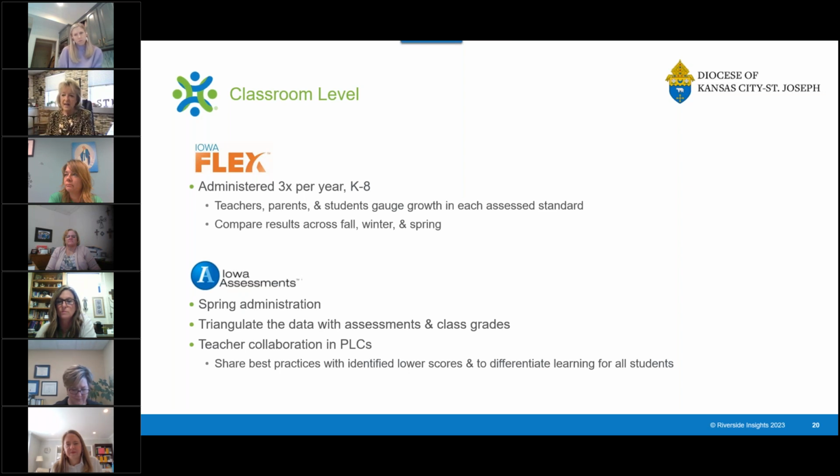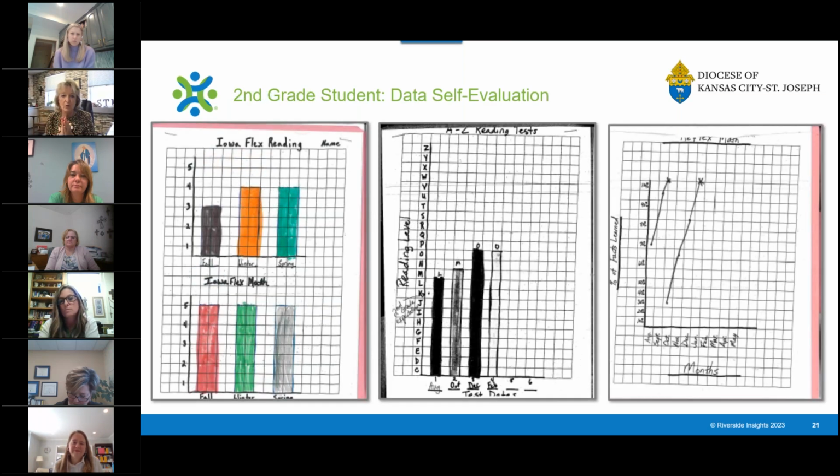So as a diocese, we make goals as a pod of teachers, as a pod of principals, as principals overall in K-8 schools, and then in grade levels also. But what it really comes down to is the students and having them understand their own progression.